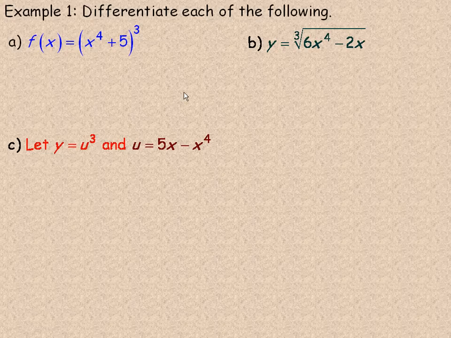We're going to take a look at 3 examples of using the chain rule on this page. In example number 1, we're asked to differentiate. So f of x is x to the 4 plus 5 cubed. So this is a composite function. The x to the 4th plus 5 is the inside function. The power of 3 is the outer function.